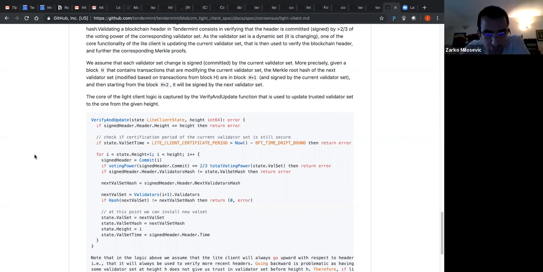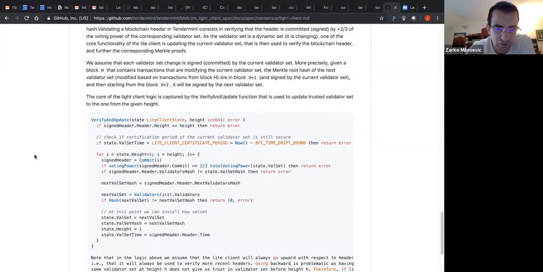So if you want to update our trust in a system going forward, then what I wrote here is the sequential specification. The one where we don't do skips, but we go height by height. And it relies on the fact that in a current block, we always write the next validator set hash, which will be used as the validator set for the next block. And so the procedure is kind of simple.